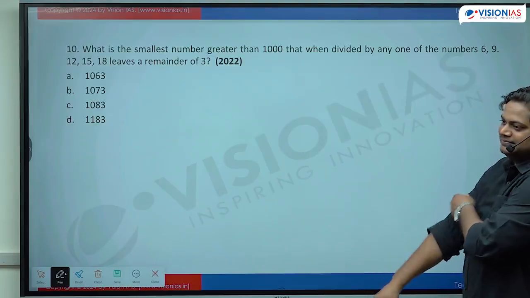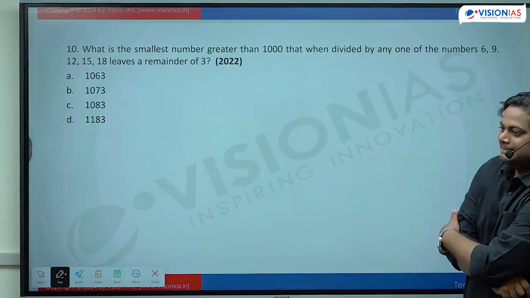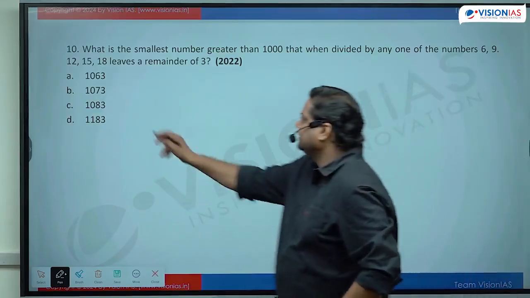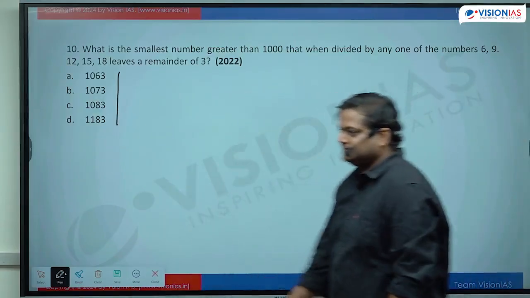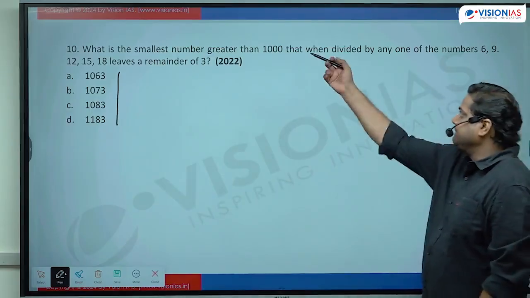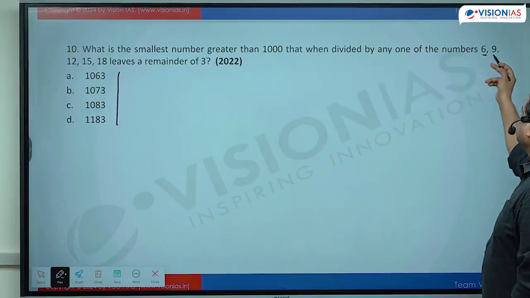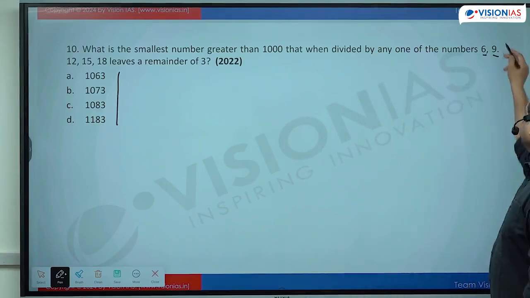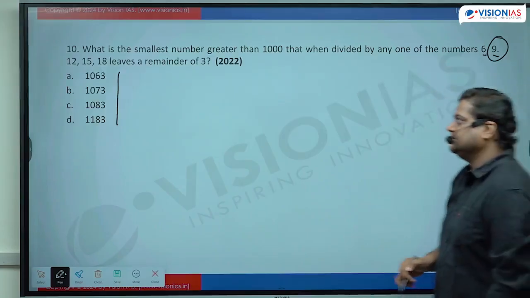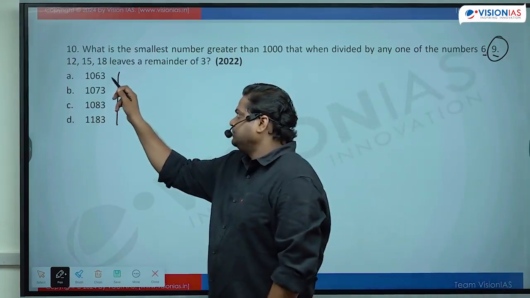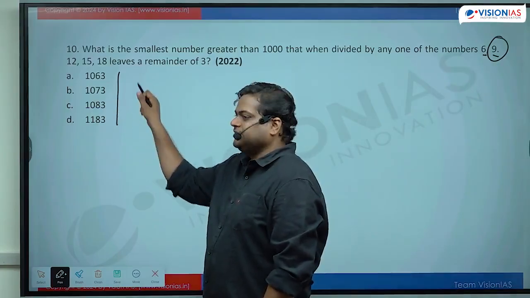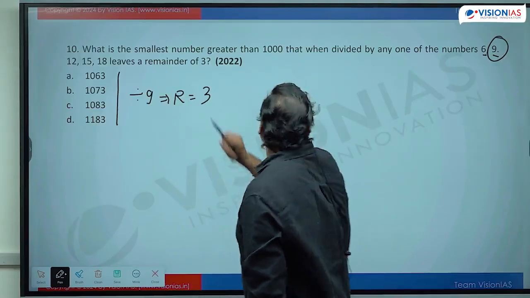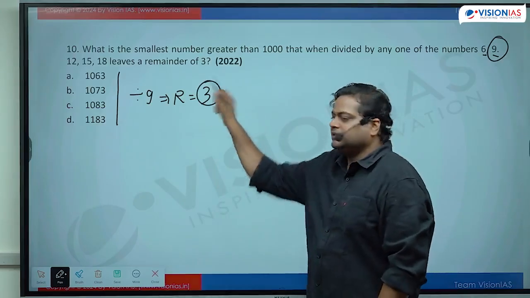How we are getting C? Option में we can see कि all the numbers are 4-digit number. It is written when divided by any one of the number 6, 9, 12, 15, 18. किसका divisibility rule we know? We know 9 का divisibility rule. That means the option will be correct if we divide that option by 9 and we'll get a remainder 3.